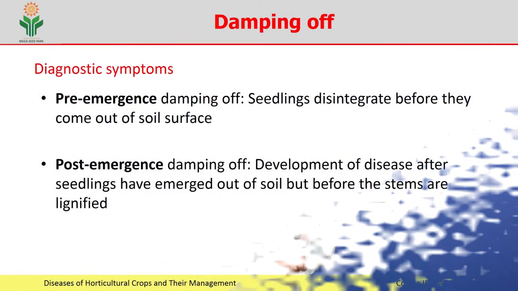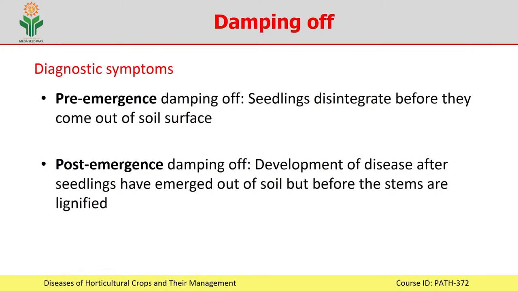Whereas post-emergence damping off can be observed whenever the seedlings come out of the soil. Here, the seedlings are attacked at the collar region, the infected tissues rot, and the seedlings collapse on the seedbed. This is called post-emergence damping off, which will lead to a poor stand of seedlings.